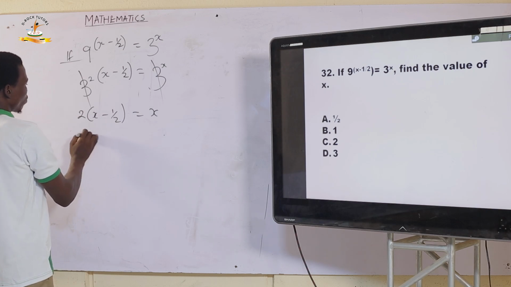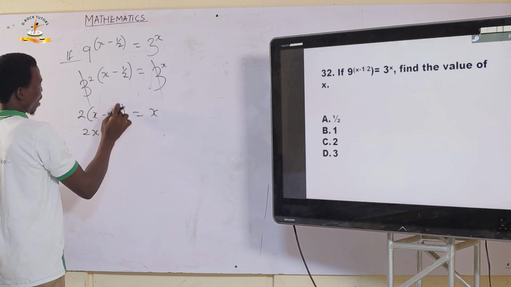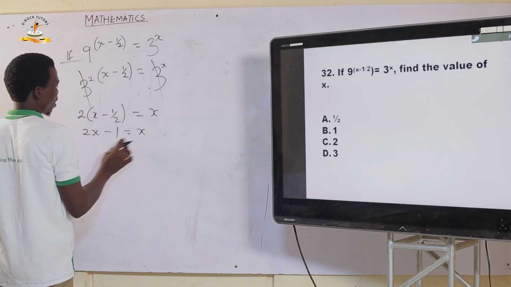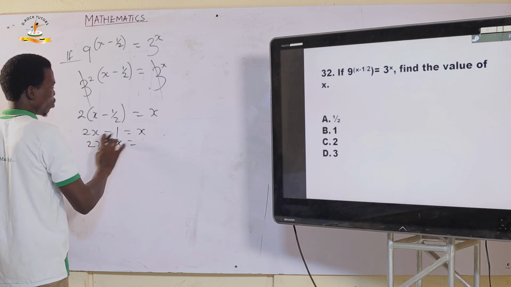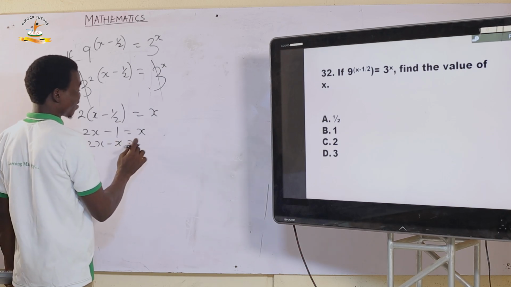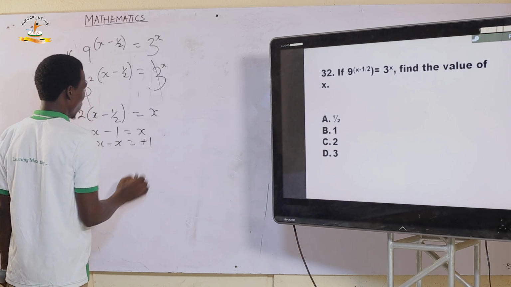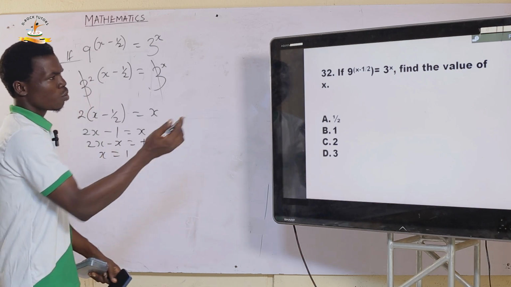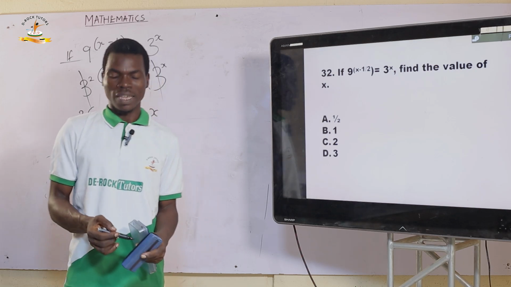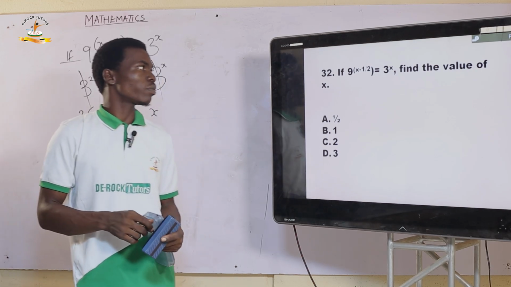2x minus 2 times half is 1, equals x. And what do I do? I collect terms. So 2x minus x equals minus 1, which is coming here, so it changes to plus 1. And this is just x equals 1. And that's my result, which is option B. Our next question.